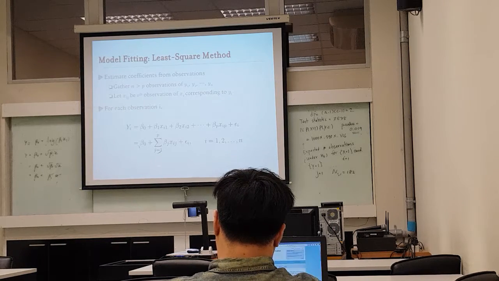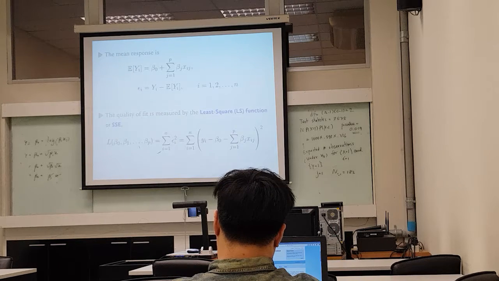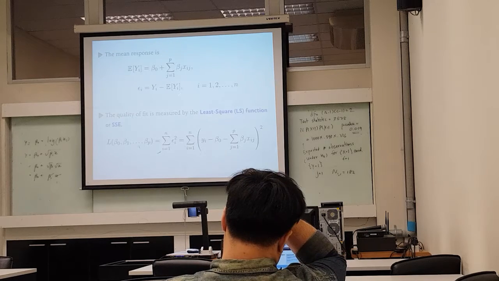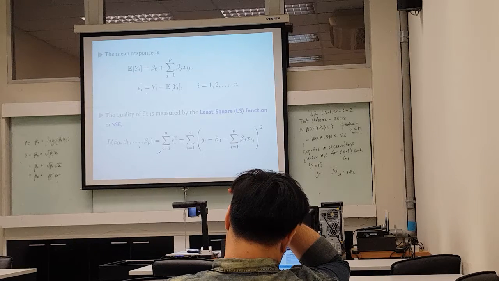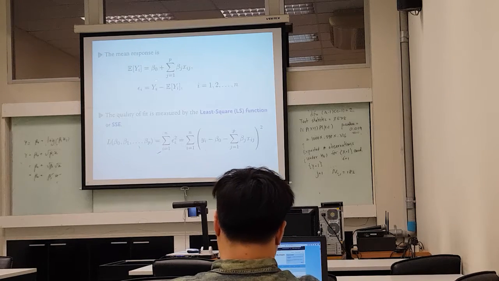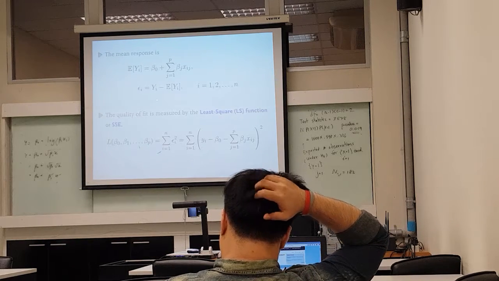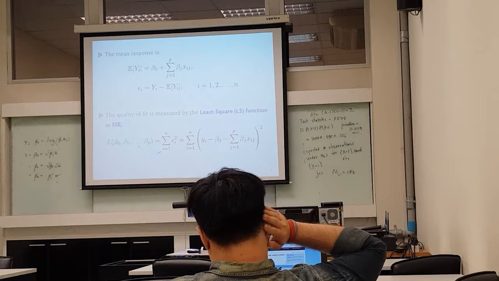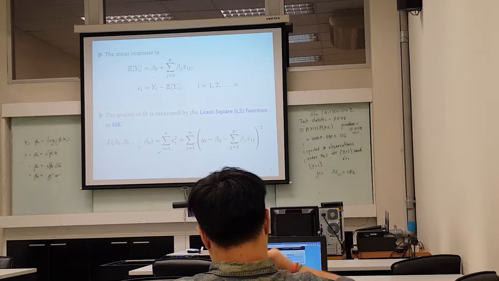If you are interested only in the mean, this is the error term, a random variable. This term will be the mean response. So you form the error: this is the difference between the observation yi, which is the actual observation, and the expectation of yi, which is this term.